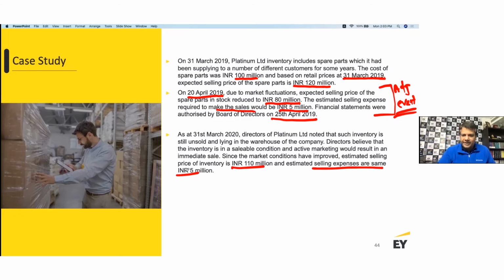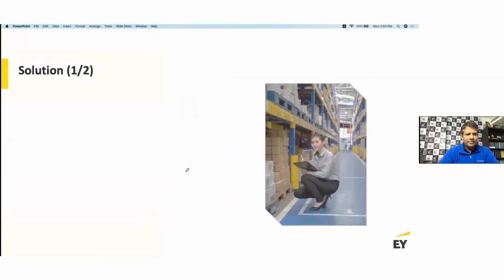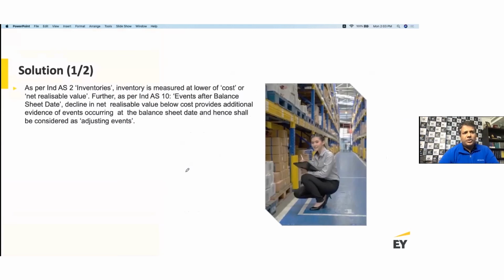Now, the question: what will be the value of inventory at the following dates? 31st of March 2019 and 31st of March 2020. Now, when I look at the solution, as I said, your cost carrying value was 100, but at the 31st of March, it was 120. But then before your financial statements were authorized for issue, it came down to 80, and then 5 was the selling cost. That means 75, right? That means you got to record a loss, right?